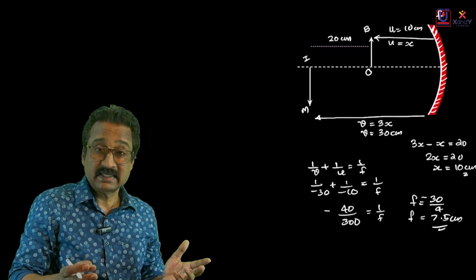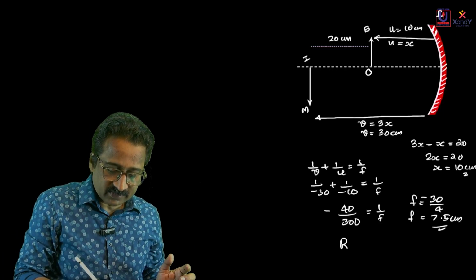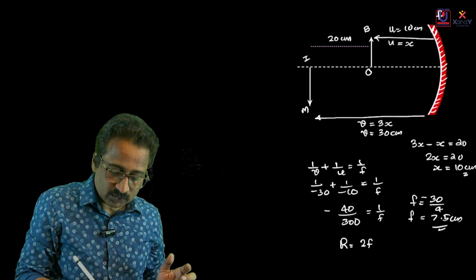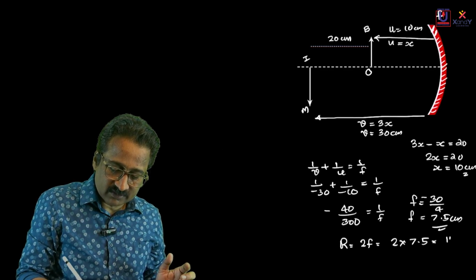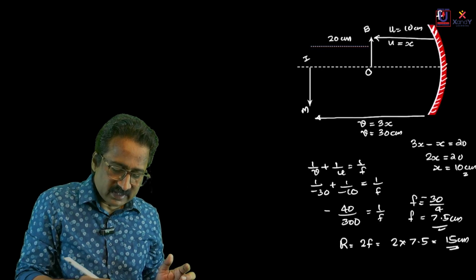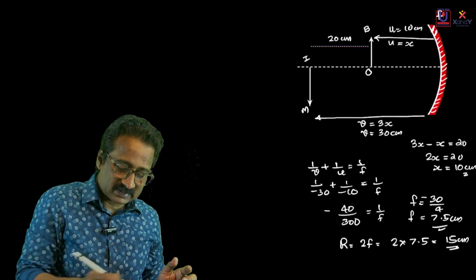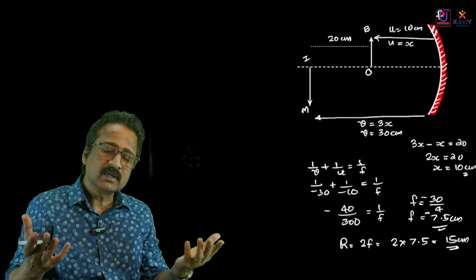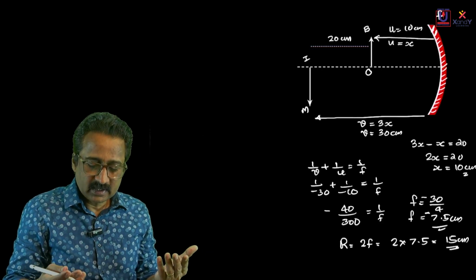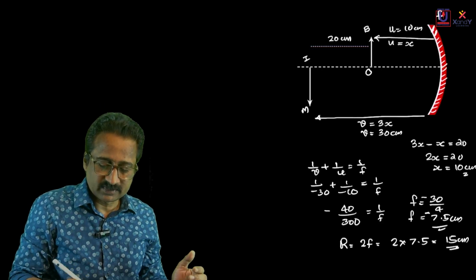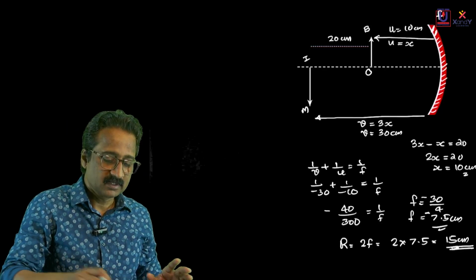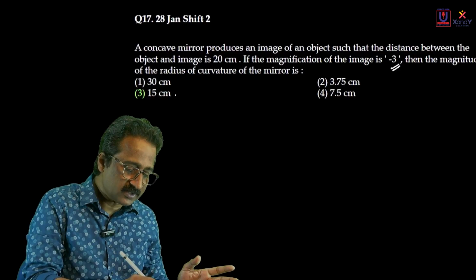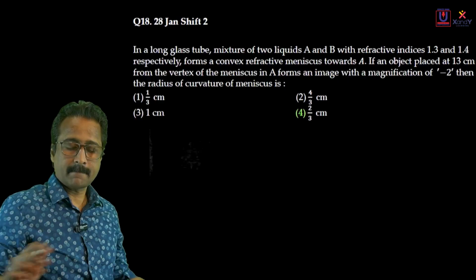Now they ask you what is the radius of curvature. Now radius of curvature for any spherical mirror is 2f. So that is 2 into 7.5. In fact, it is 15 centimeter. Now the negative sign, of course, I have discarded, because the negative sign only shows that the mirror is concave. Now they ask you what's the magnitude of radius of curvature. So the magnitude of radius of curvature is 15 cm. It's a concave mirror with 15 centimeter radius of curvature.